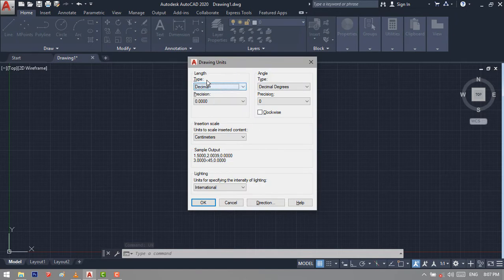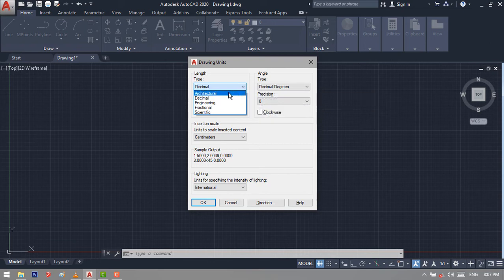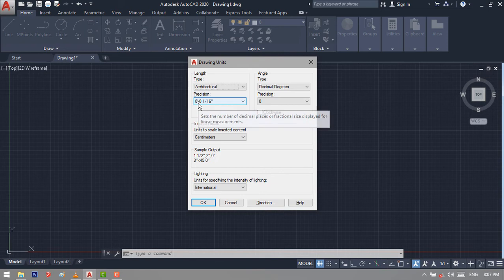Here at the top it shows length, type. In this we have various types: architectural, decimal, engineering, fractional, scientific. Let's select architectural. In architectural we see foot and inch. A single quote above this digit is called feet.